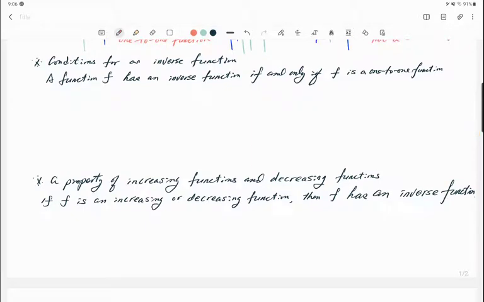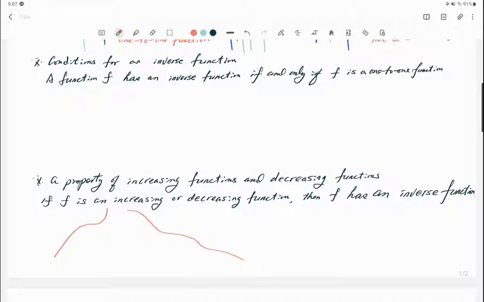So if a function is increasing or decreasing, then what? f has an inverse function. What do you mean by this? So just like y equals x cubed, like this. This is an increasing function, right? As you go to the right, as x increases, y increases. Or a decreasing function, so going down like this. Decreasing function, right?